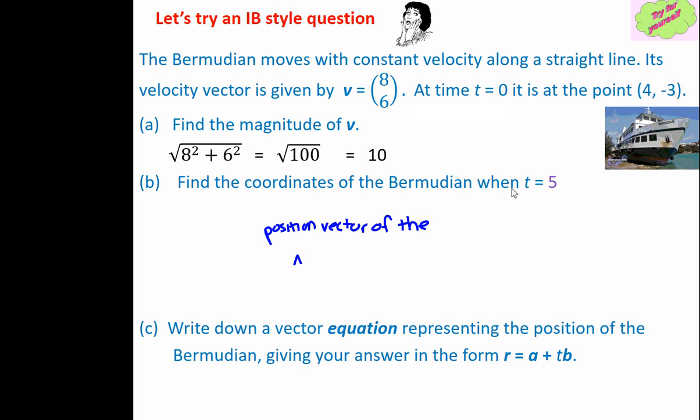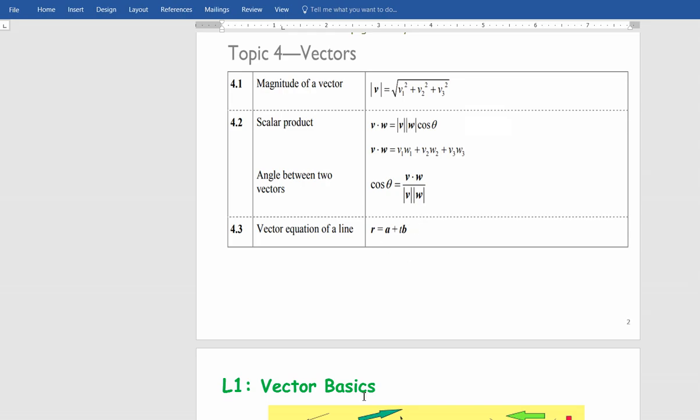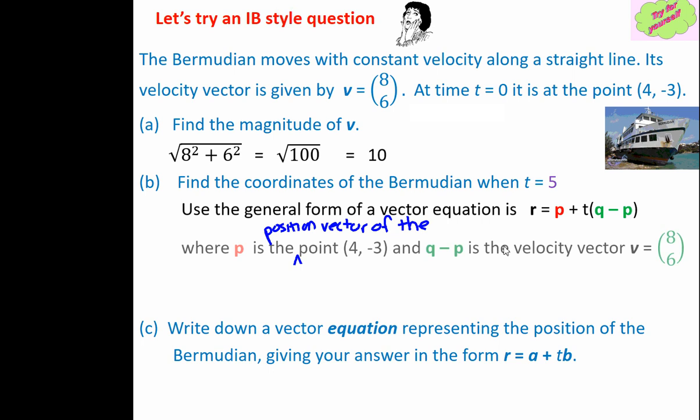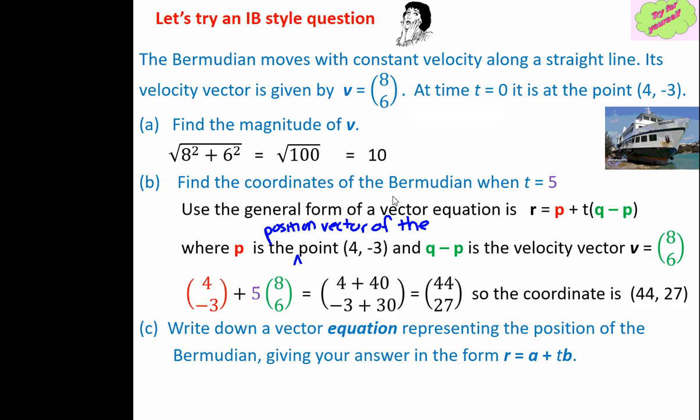To find the coordinates of the Bermudian when t equals 5, feel free to pause at any point and try this yourself too. Find the coordinates using the general form of the vector equation. Alternatively, you can use this version, which is in the formula booklet, where p is the point (4, -3), and q minus p, remember, is normally the velocity vector. As I mentioned on one of my intro slides for this lesson, the direction vector is often the velocity vector. So how can we write that?